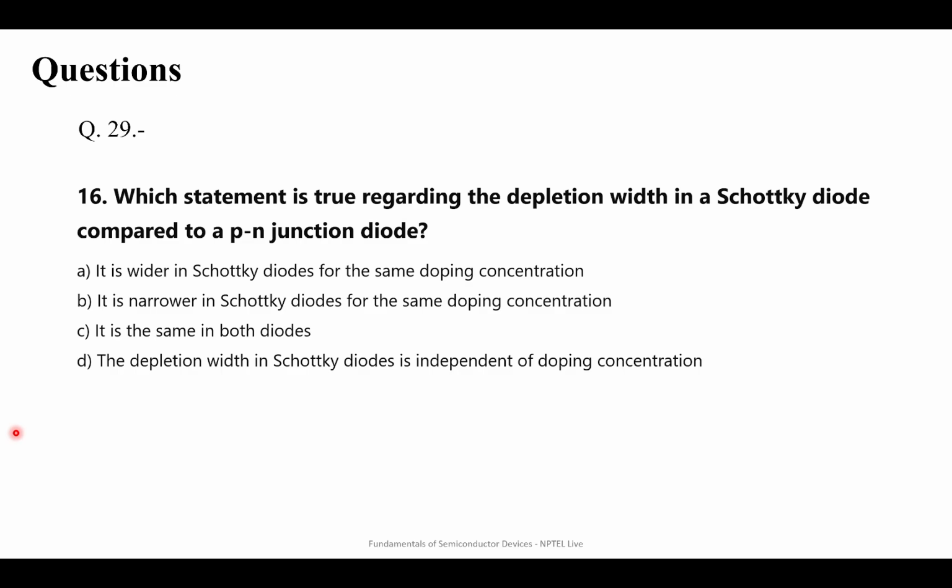Answer would be C, sir. Actually, the answer would be B. It is narrower in Schottky diodes for the same doping concentration. See, in a PN junction, the depletion region is in both the P side and the N side, whereas in a Schottky diode, the depletion region is only on the semiconductor side. Hence, the depletion region is shorter in the Schottky diode.